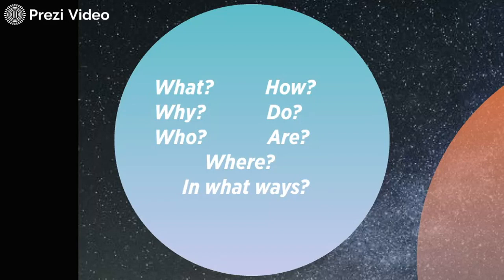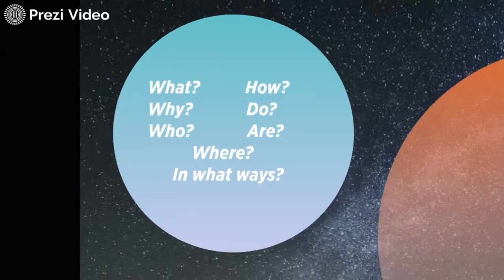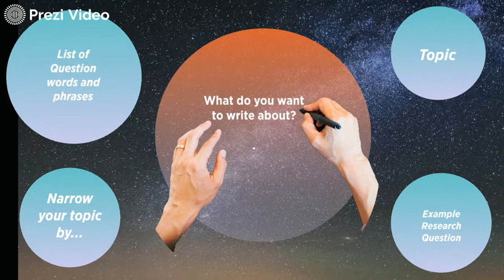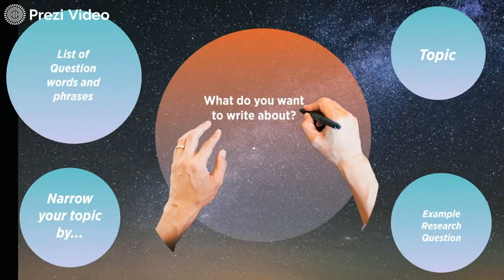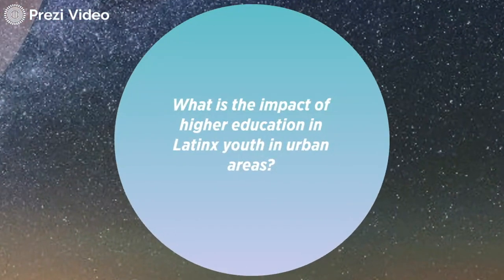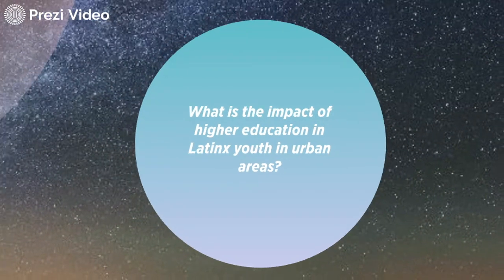And here's a list of questions. Question words: what, why, who, how, do, are, where, and in what ways. And you should narrow down your topic by time, groups, location, proper names, and cultural aspects. Once you include all of these, you should be able to come up with a research question. And so here's an example of a research question. What is the impact of higher education in Latinx youth in urban areas?